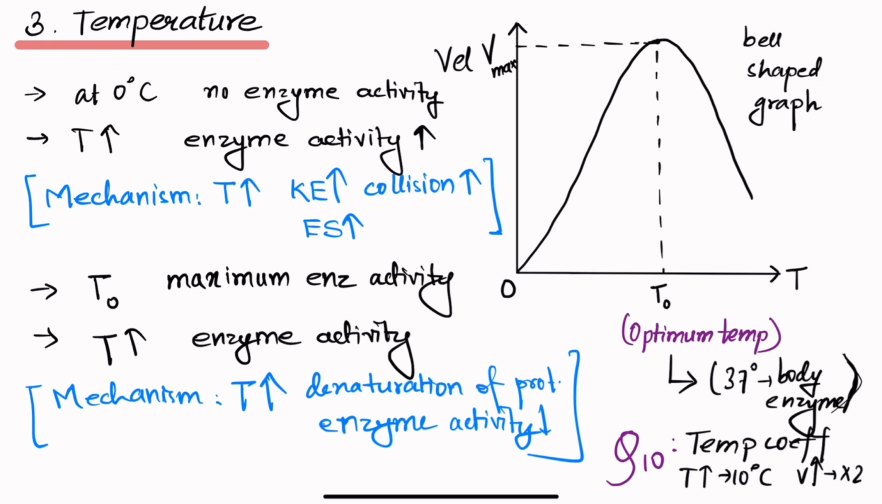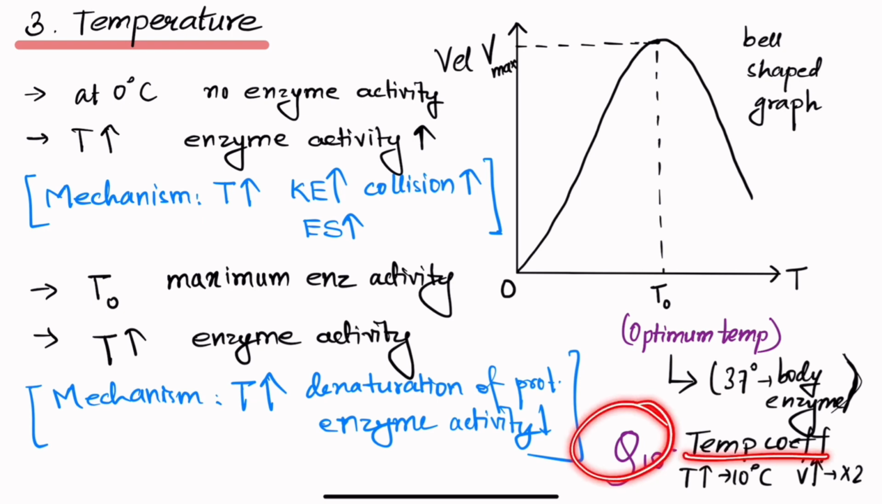The activity of the enzyme is highest at optimum temperature. Above and below that temperature, the activity decreases. At 0 degrees Celsius, there is no enzyme activity. Upon increasing the temperature, enzyme activity increases due to higher collision. A temperature comes where the enzyme activity is maximum and we call it the optimum temperature. Upon increasing the temperature beyond optimum temperature, the enzyme activity decreases. Due to the increase in temperature, there is denaturation of protein, and that's why enzyme activity decreases beyond the optimum temperature. For body enzymes, the optimum temperature is 37 degrees Celsius.